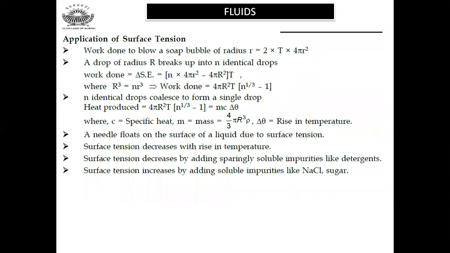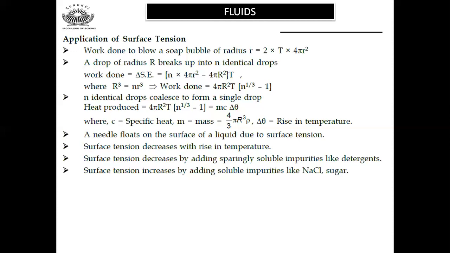So, application of surface tension. We have a drop of radius capital R which breaks up into n identical drops. The work done will be equal to the change in surface energy. So it will be (n into 4 pi r square minus 4 pi capital R square) into T. So this is the formula which we use in order to solve many numericals in the surface tension topic. So here capital R cube will be equal to small n into small r cube. So work done will be equal to 4 pi r square T into (n to the power 1 by 3 minus 1).